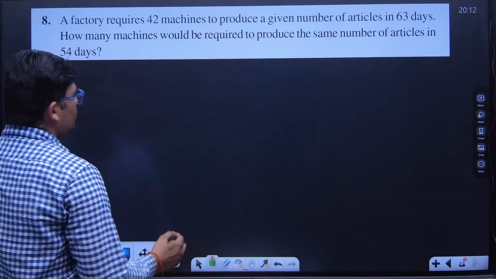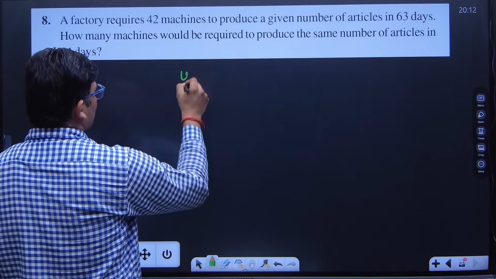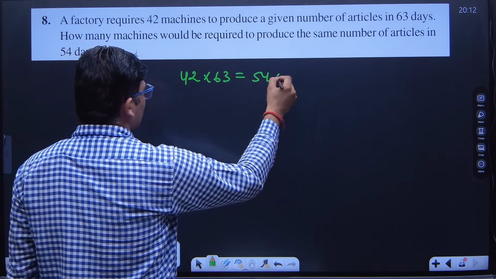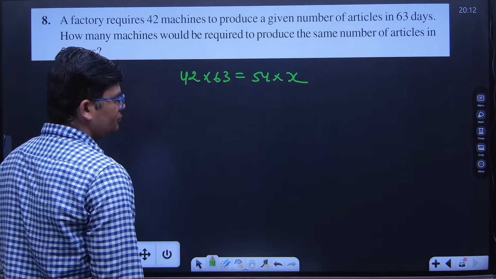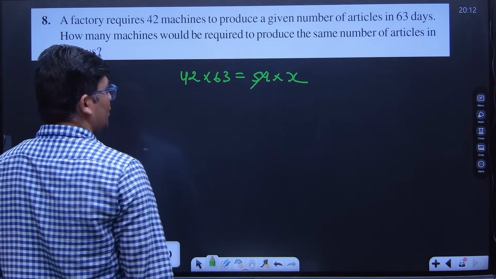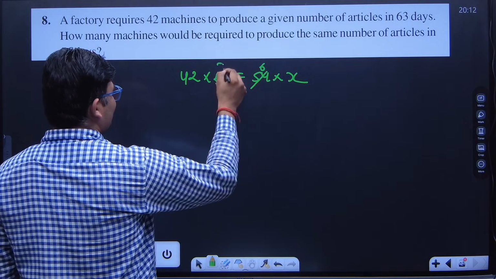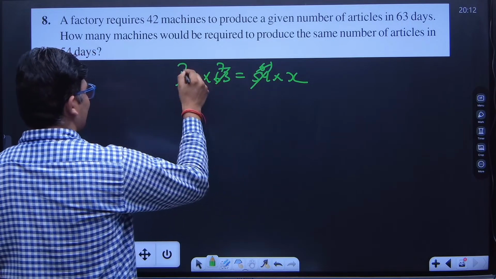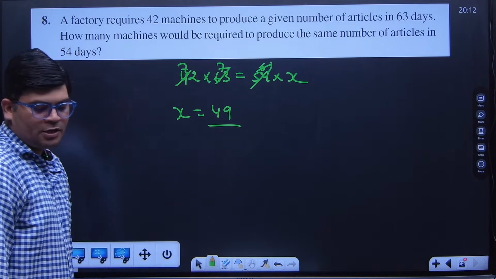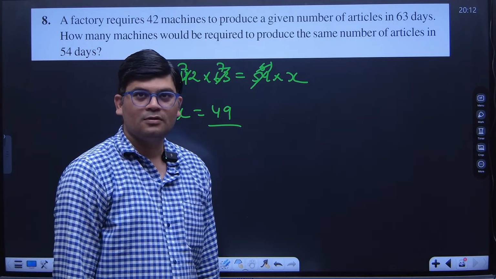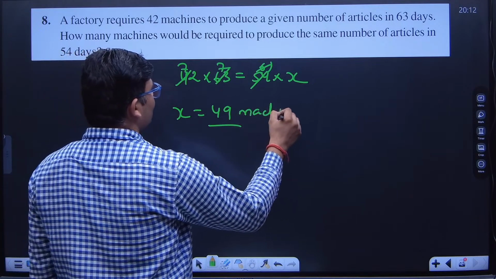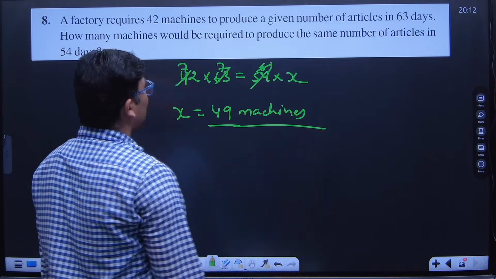So in inverse proportion, what is constant? The product is constant, so 42 into 63 must be equal to 54 into x. So the answer is 49 machines. Okay, you got it very quickly. 9 into 6, 9 into 7. So x is equal to 49. What is 49? Can you name the unit of this? Machines. 49 machines. So if the question was how many more machines would be required, then what would be your answer? Minus 42.